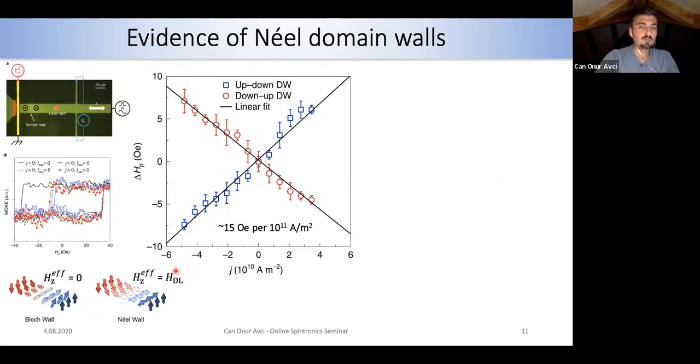But I don't know if the domain walls, okay, I know that there's some Néel character, and I know that it's chiral because changing the domain wall from up-down to down-up, the sign of this effect changes. But I just need a quantification. So just by taking this slope, I have a clear quantification. So that is 15 Oe per 10 to the 11. This is the quantification that I have based on the domain wall measurements.